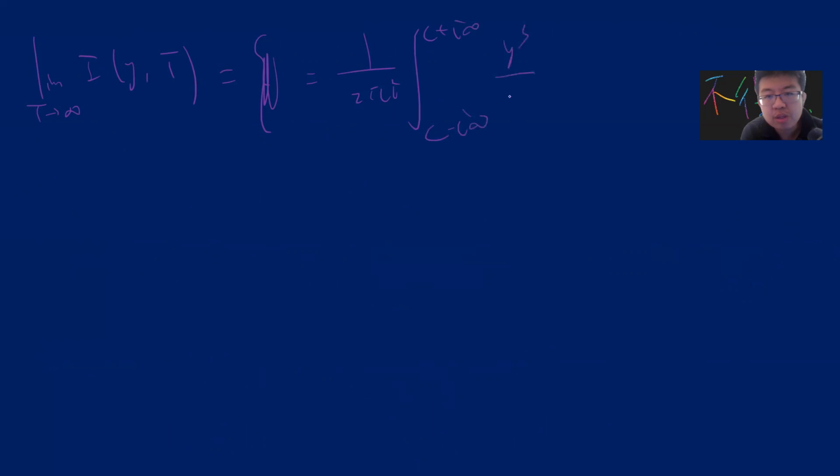Simply speaking, if you want to prove this using complex analysis, you basically get 1 over 2 pi i, the integral from c minus i infinity to c plus i infinity of y to the s over s ds, whose result will be 1 if y is greater than 1, and 0 if y is less than 1. You can prove that when y equals 1, I think it's one half. Check by yourself.